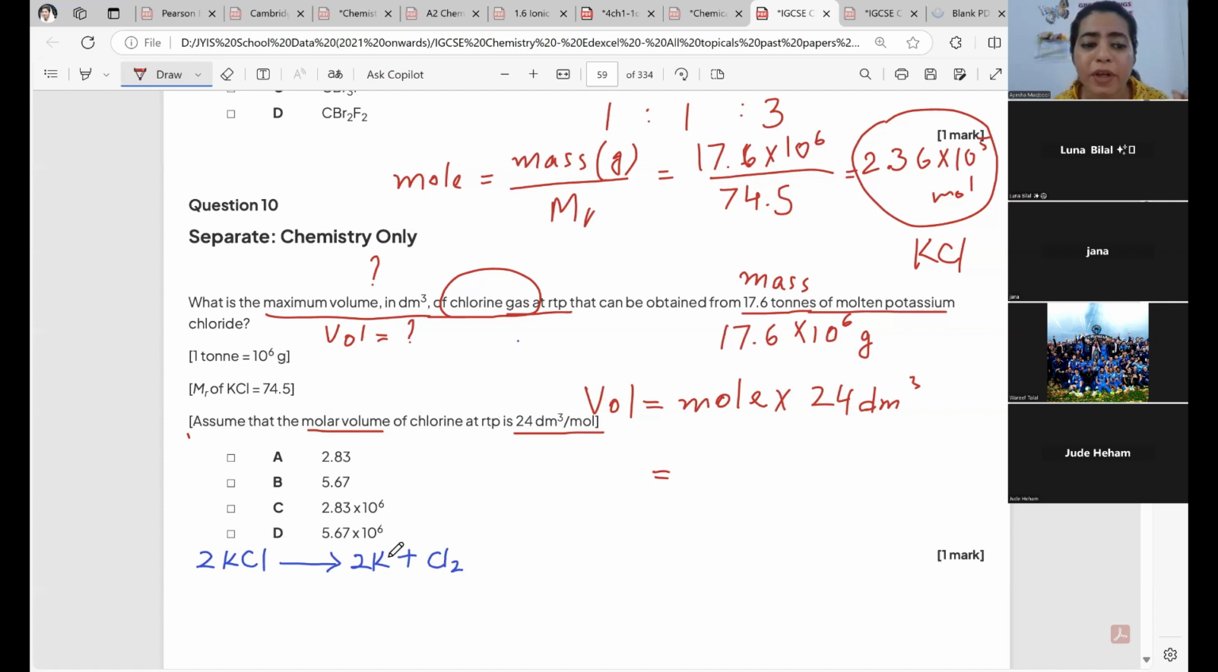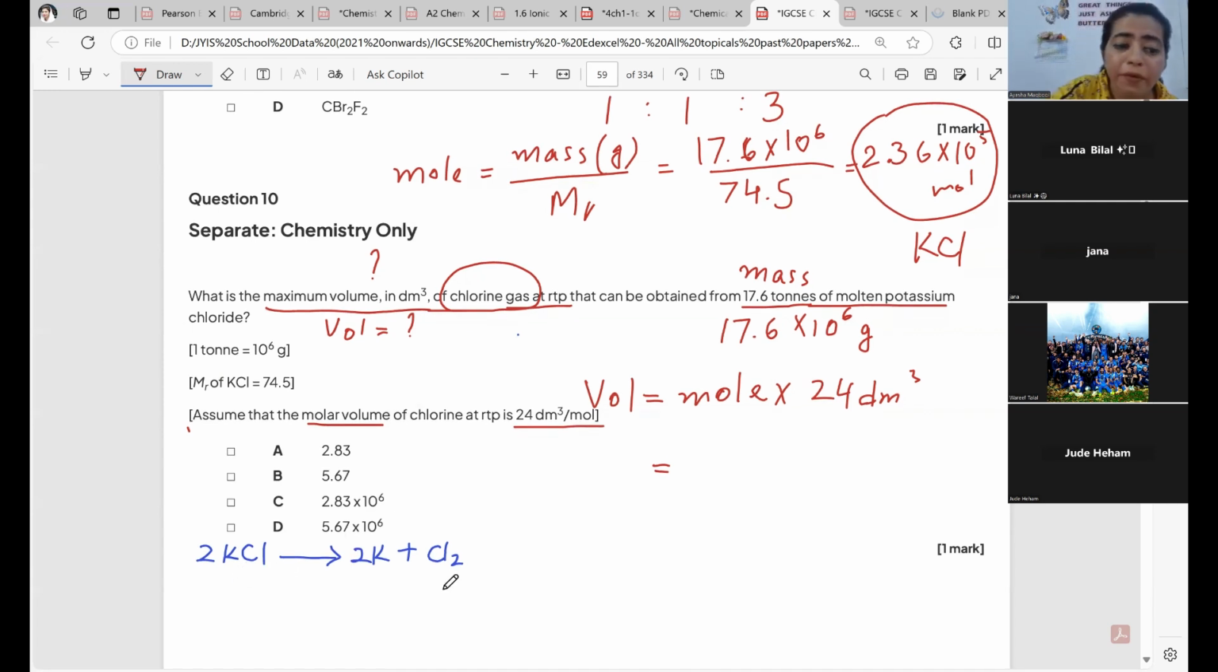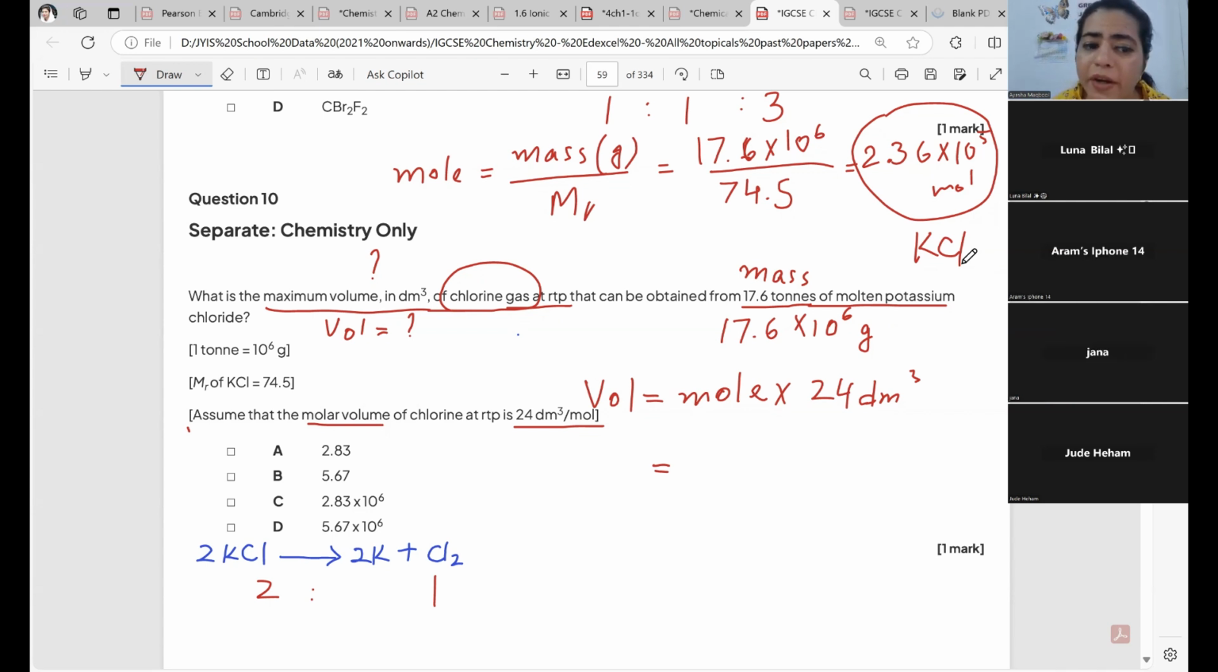We need the moles of chlorine, then we need to find the volume of chlorine. KCl moles are given. Find the ratio: 2 to 1. KCl moles will not be the same as chlorine moles. It will be multiply by 2 or divide by 2. It will be divide, half, because the ratio is 2 to 1. So we need chlorine moles, and that is divided by 2.